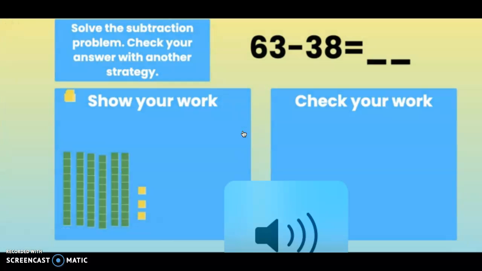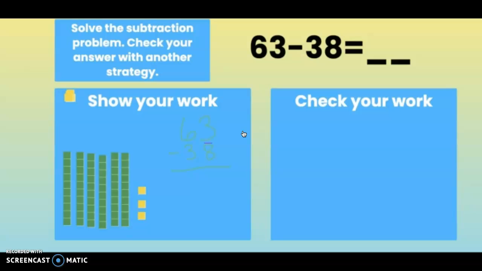Today you're going to be solving subtraction problems using an efficient strategy by looking at the equation carefully and checking your answer with another strategy. So here we have the problem 63 minus 38. I'm going to rewrite it over here in the box where I'm showing my strategy. So 63 minus 38. Let's change the color here to make it easier to see.